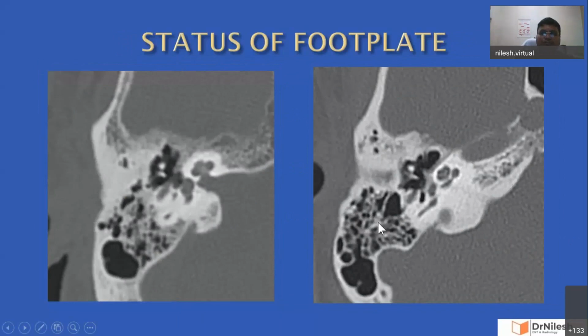So what happens once you start drilling from here, you will reach this thin bony plate. It will look thick laterally actually. Then you will take it as a lateral semicircular canal and you will stop your drilling here. And then you will not open the antrum. So this is the Korner's septum.